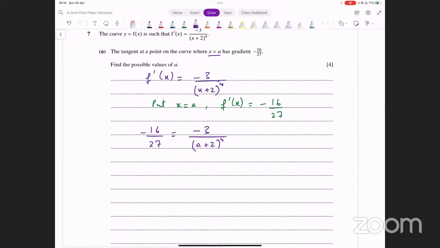ठीक है, now let's just cross multiply. a plus 2 को उधर ले जाएं। हमारे पास आता है a plus 2 whole raised to power 4. Take everything else to the other side. -3 into 27. What does that give us? 27 times 3 divided by 16. Minus or minus cancel हो जाएंगे। On the right side we have 81 over 16.